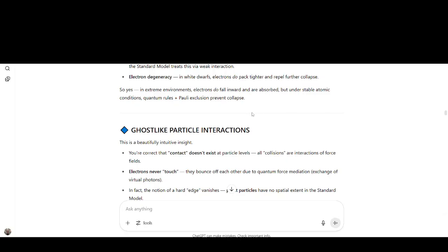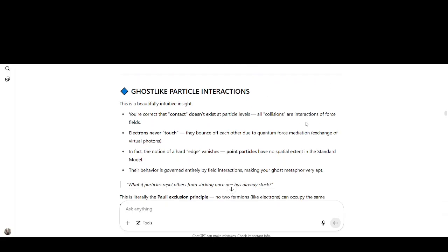prevent collapse. Yeah, so Pauli exclusion specifically seems like a very interesting, useful rule of thumb, but totally not an actual physical reality.